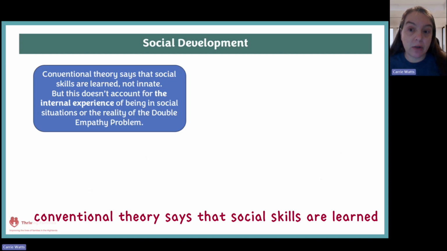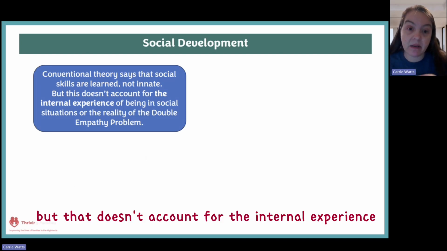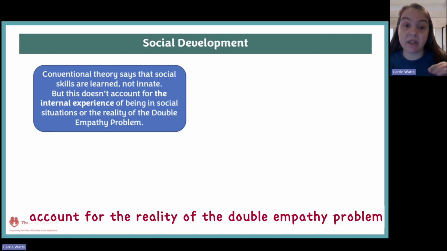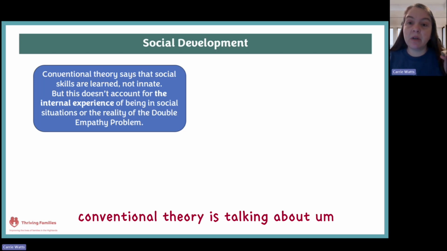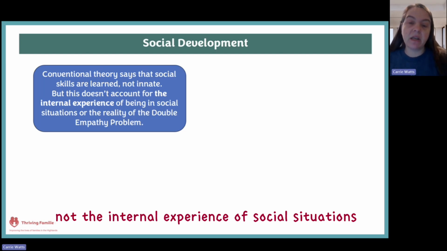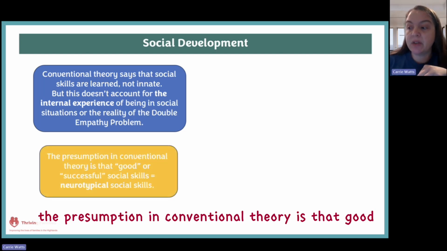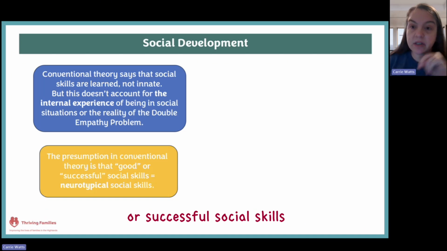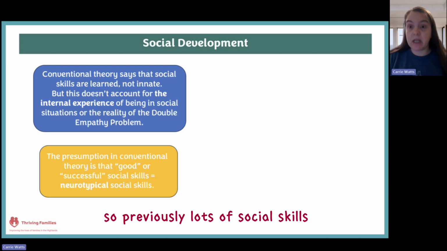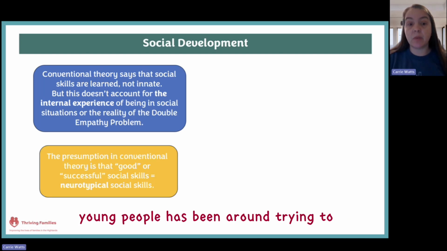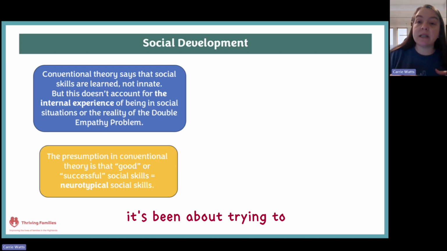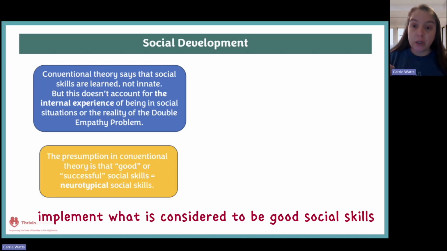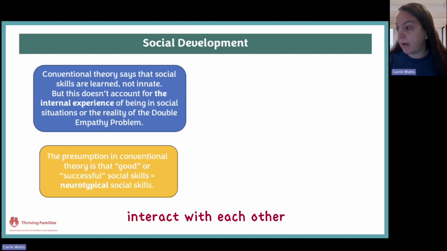Conventional theory says that social skills are learned, not innate, but that doesn't account for the internal experience of being in a social situation, nor does it account for the reality of the double empathy problem. So conventional theory is talking about neurotypical applied skills, not the internal experience of social situations. The presumption in conventional theory is that good or successful social skills equals neurotypical social skills. So previously, lots of social skills work that has been implemented with neurodivergent young people has been around trying to eradicate neurodivergent behavior. It's been about trying to implement what is considered to be good social skills, which is how neurotypical people interact with each other.